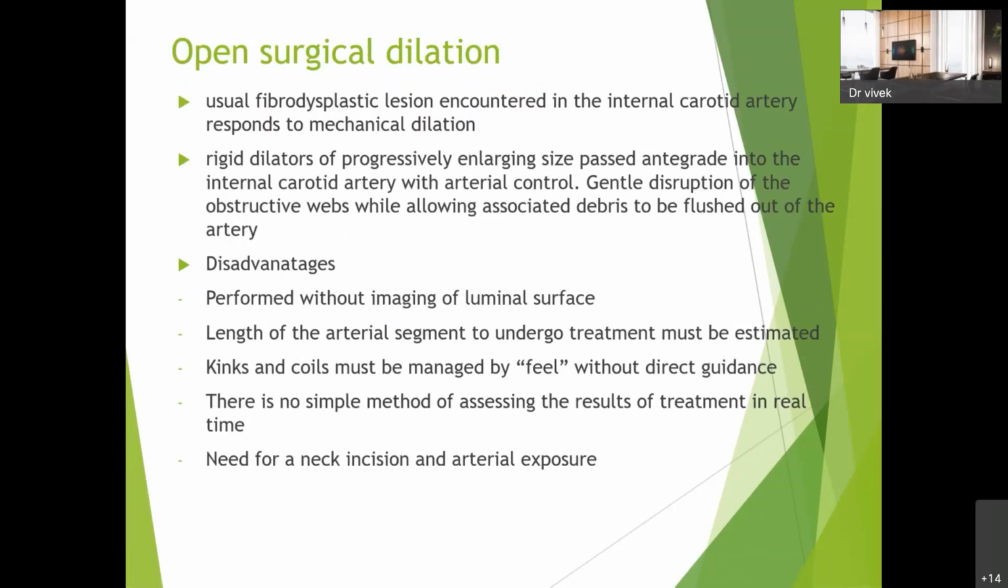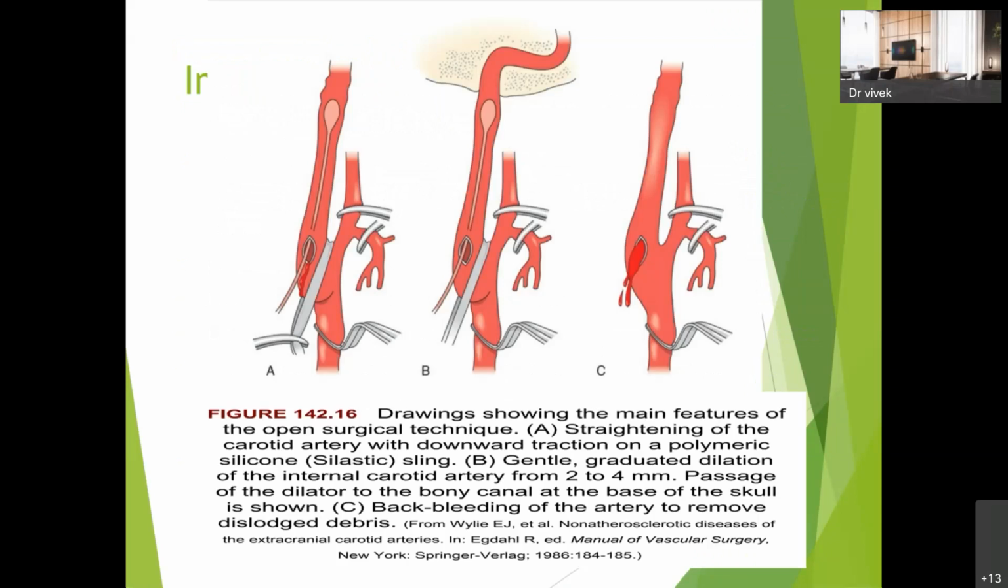Open surgical dilation is done. Basically, the usual dysplastic lesion encountered is managed with this technique and responds to mechanical dilation. Rigid dilators of progressively increasing size are passed antegrade into the internal carotid artery after slinging and stretching out the internal carotid artery. The image shows basically how it is done, mechanical rigid dilatation. You go progressively dilating the internal carotid artery, and after stretching the artery, let the blood, after back bleeding, let the dislodged debris come out of the arteriotomy.